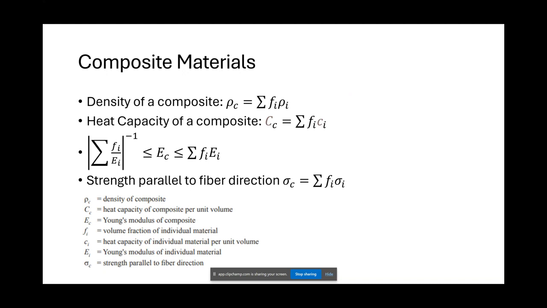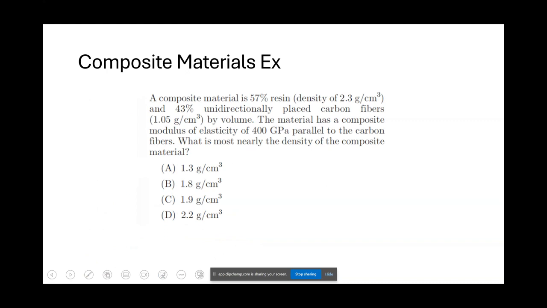Moving on from that, we can go into composite materials where we'll have these three equations that seem pretty daunting but really aren't. We're just looking for the density, heat capacity, and the strength parallel to fiber directions. All of these variables will most likely be given in the problem. I haven't really seen an example where they aren't or you have to solve for much. And we can move on from there to an example question.